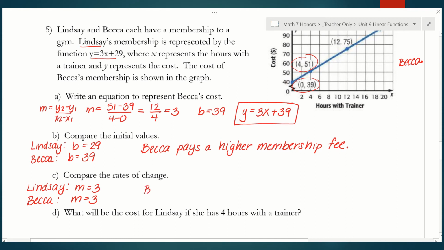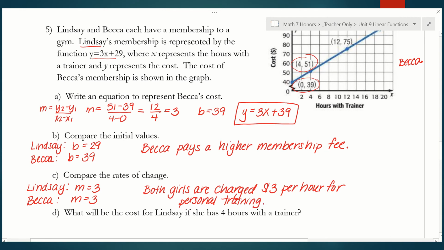So I'm going to say both girls are charged $3 per hour for personal training, which is very inexpensive. Must be a student rate, employee rate.